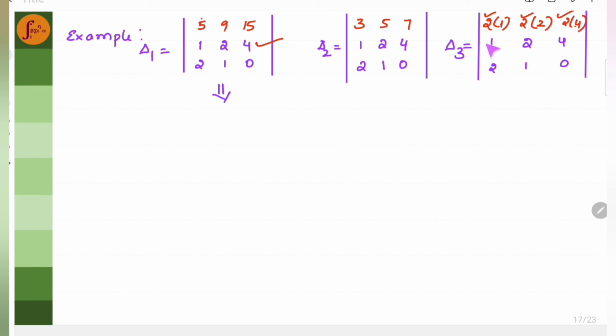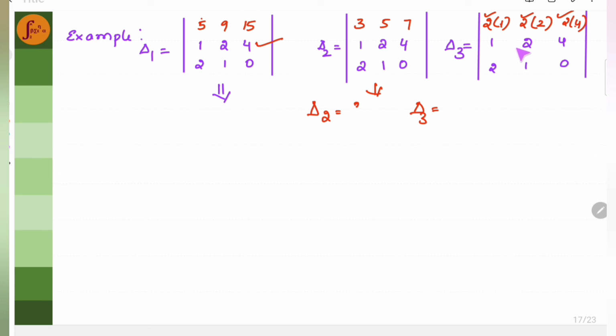Now, what should be the determinant? The final determinant value should be determinant 2 for us. Whatever determinant you get from this calculation should be the final determinant. This determinant 3 does not matter.